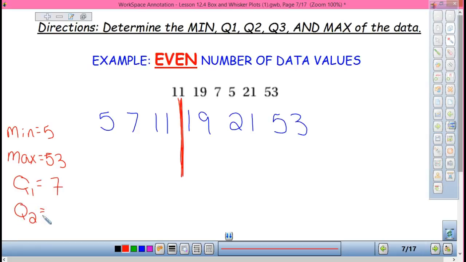My quartile 2 is my median of the whole thing. So what two numbers do I have to add together? 19 and 11, because I have my two middle values right here. I add those together, divide by 2, and get 15. And my quartile 3 is the middle of that side.